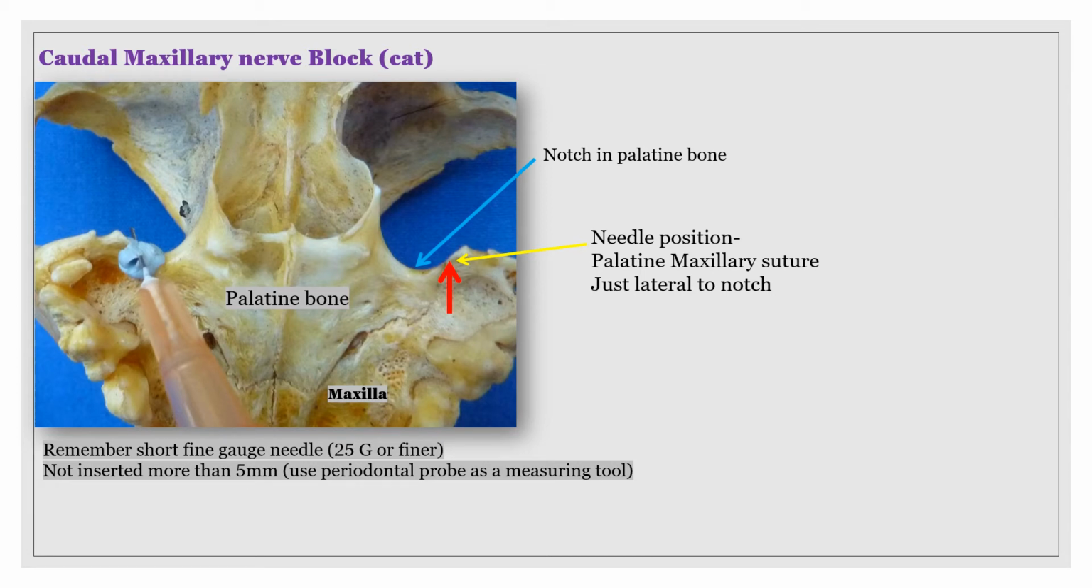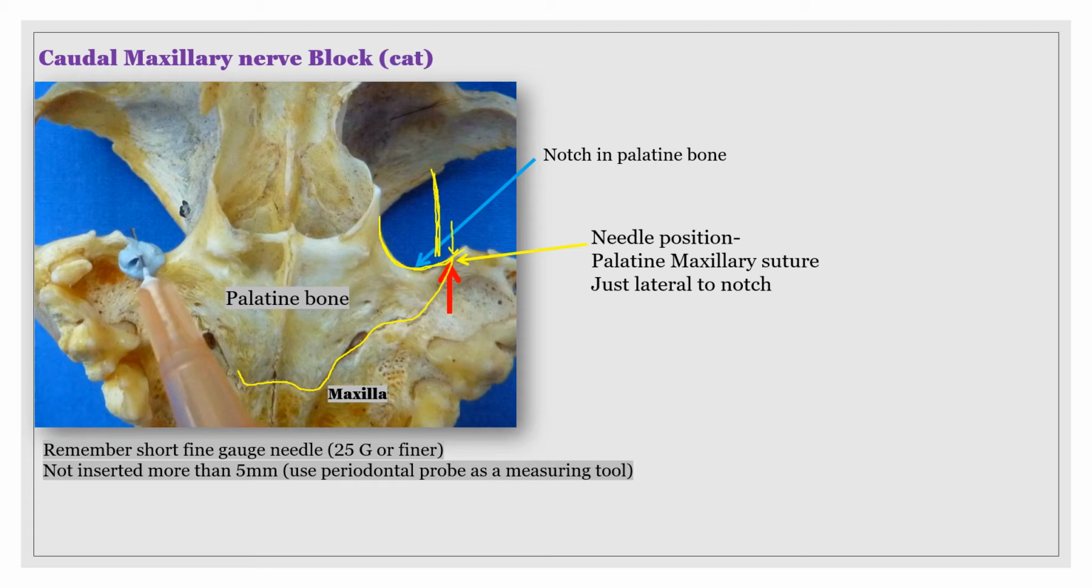So here we have the landmark. We have this palatine bone here. It fuses with the maxillary bone. We have this sort of notch in the palatine bone which you can palpate in the cat. So the injection is given just to the lateral side of that notch, because the nerve will be running in this area here.